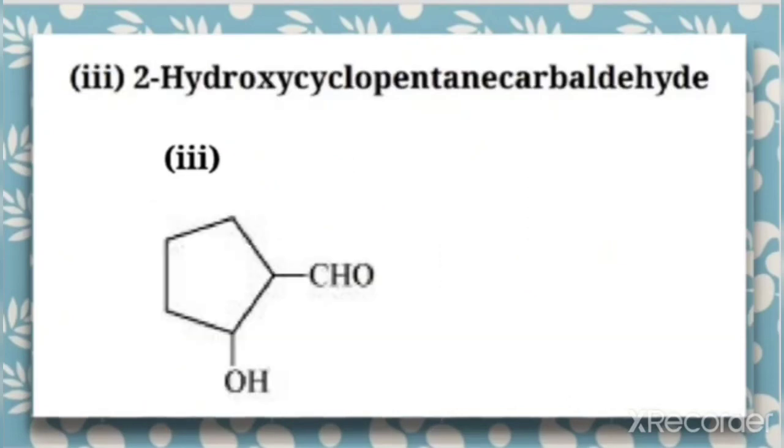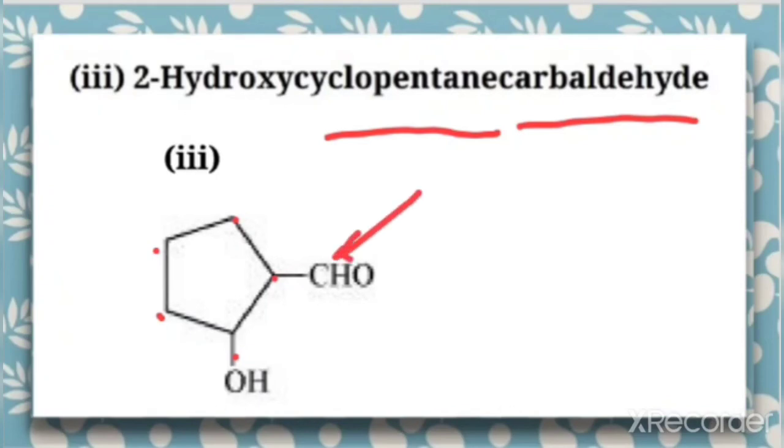The 3rd example that is given, 2-hydroxycyclopentane carbaldehyde. The word carbaldehyde is used, that means it is a cyclic compound, and the aldehyde group is attached to the cyclic compound when we use the word carbaldehyde. And here cyclopentane, that means you have to make a 5 carbon cycle, that is, a cyclic pentagon. Now look at here, the word carbaldehyde is used, that means here you have to keep one CHO attached to the cyclic part.